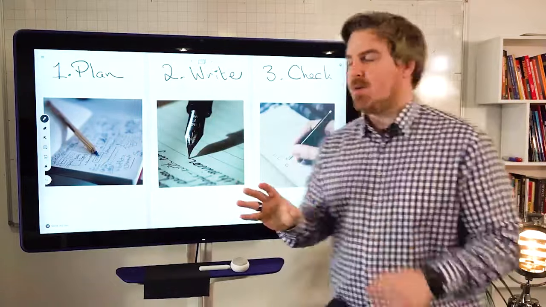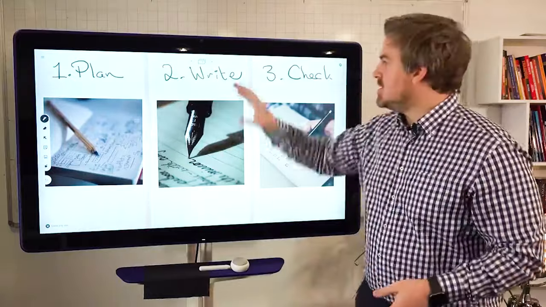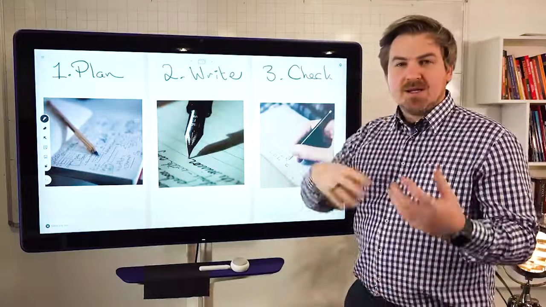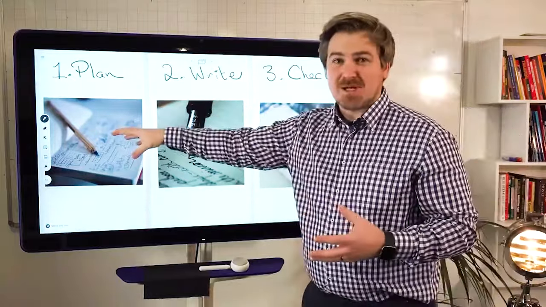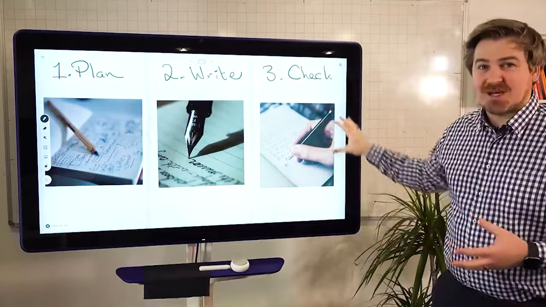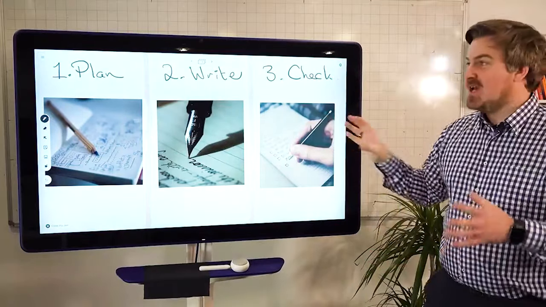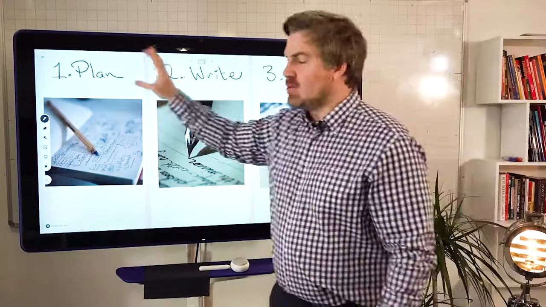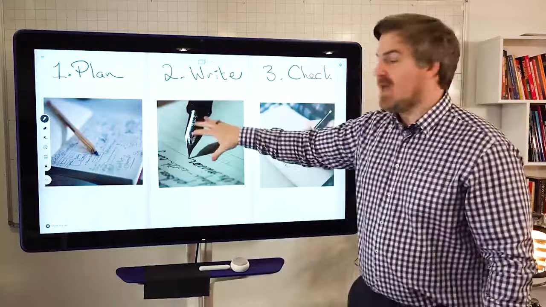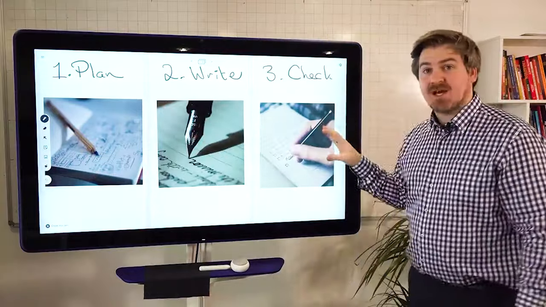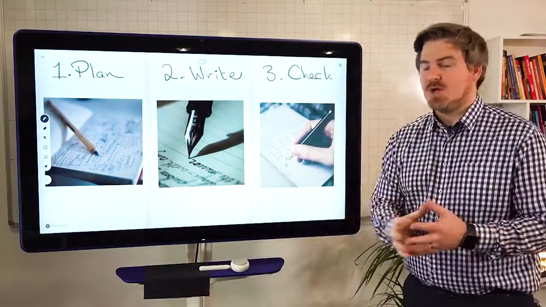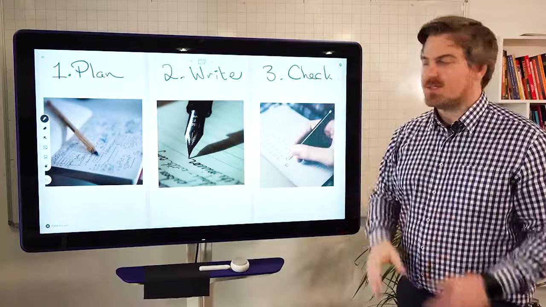A very, very common problem is people see the question, they begin writing immediately, they get lost because they didn't do any planning, then they run out of time and don't have any time to check. What you should aim for is to plan everything out, then write your essay, and then have time to check it at the end. So we're going to show you everything you need to know about these three stages.